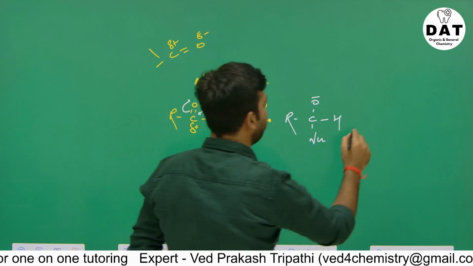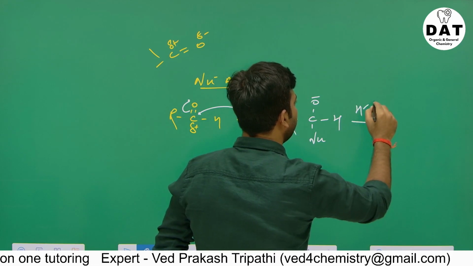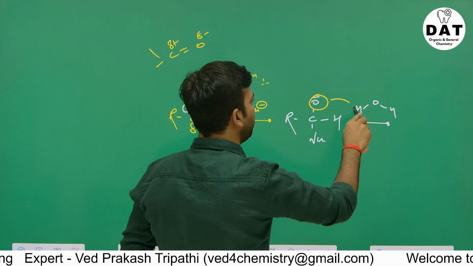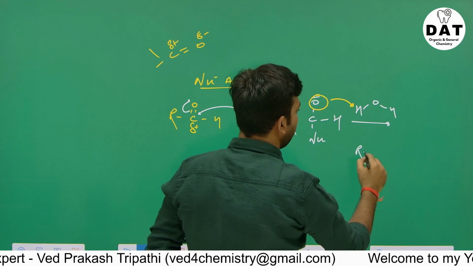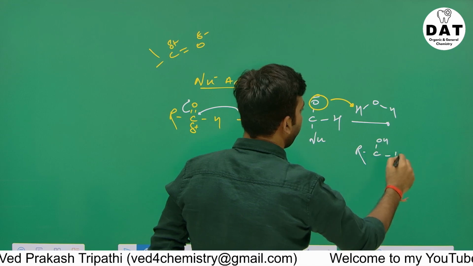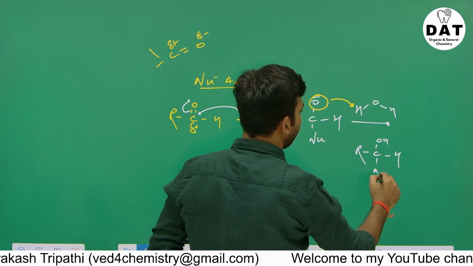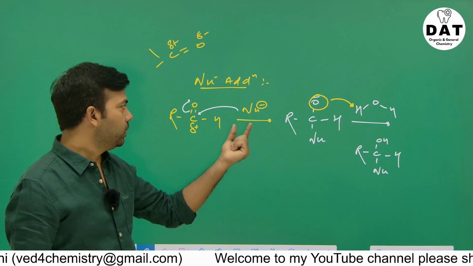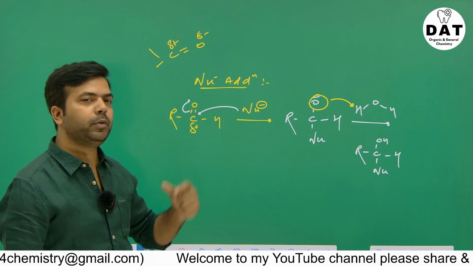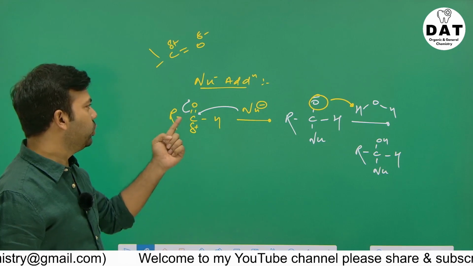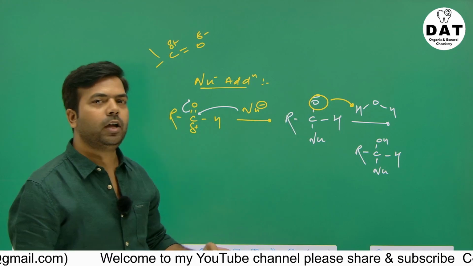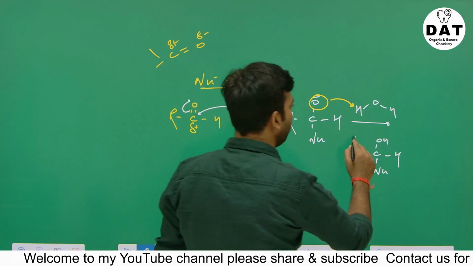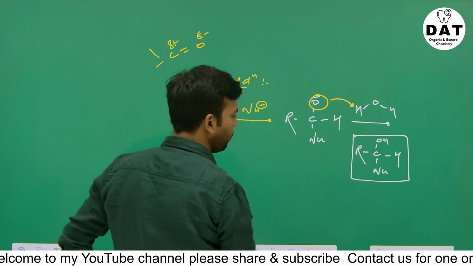And in the next step, we have a proton. It comes from, suppose, water or acid. So O minus grabs this proton and it becomes alcohol. As you can see in nucleophilic addition, the nucleophile attacks first. That's why the name is nucleophilic addition. Then the C=O bond breaks and here you have O negative, and in the next step O negative is going to protonate. So this is the final product in nucleophilic addition.